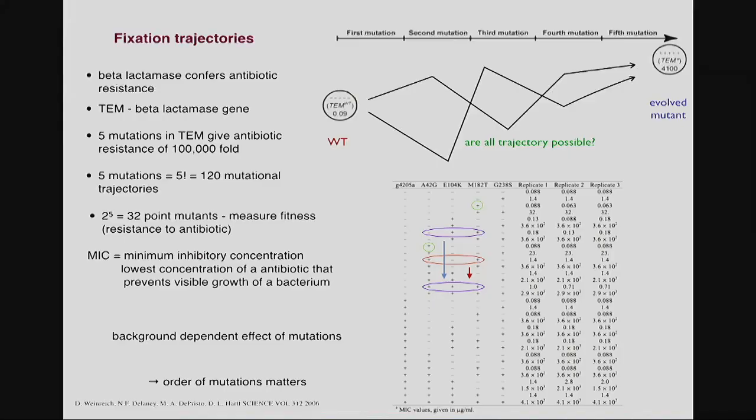To connect this again to experiments, there was a pretty nice experiment from another guy who got annoyed at all this. We think in these abstract terms about fitness landscapes and reproducibility and how you evolve from point A to point B. And he went into the lab and he just did it. This is Dan Weinreich in a paper from 2006, where he took a protein, beta-lactamase, that confers antibiotic resistance.